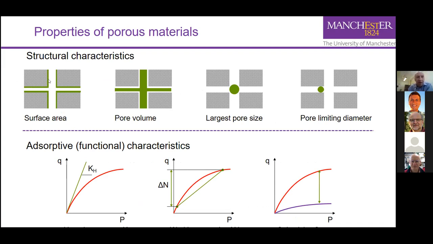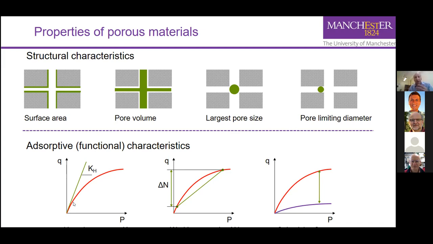We're interested in the surface area of the material, pore volume, largest pore size, so what kind of molecules can actually diffuse through the material, pore limiting diameter, what kind of bottlenecks exist in the material. And if you look at the functional characteristics, you may already see some links between these structural and functional characteristics. So for example, this is an adsorption isotherm. This is how much of a gas adsorbs in a porous material, amount adsorbed versus pressure. And this Henry's constant is just the linear regime of this isotherm at the very beginning.